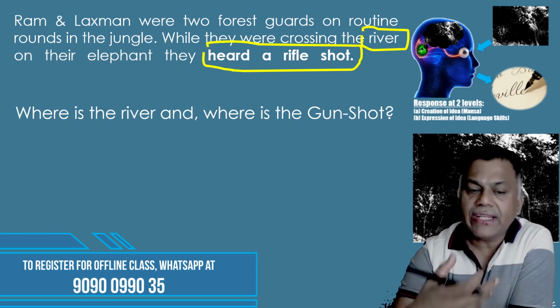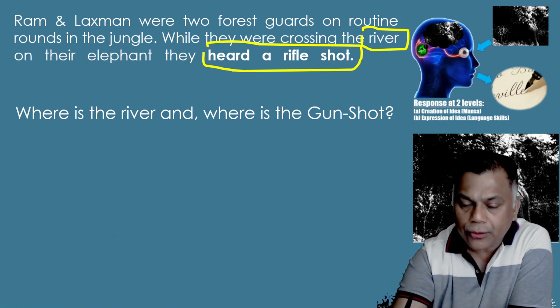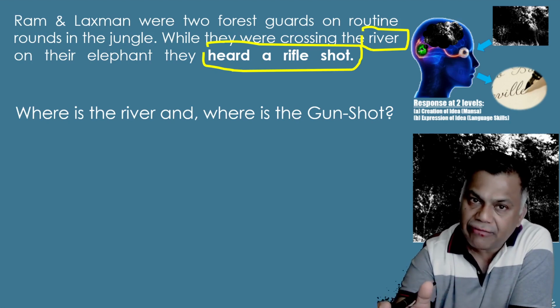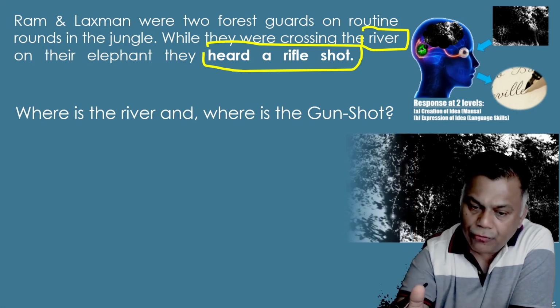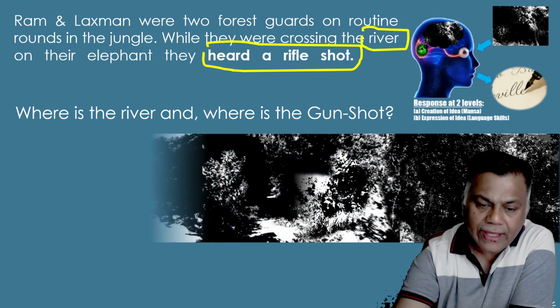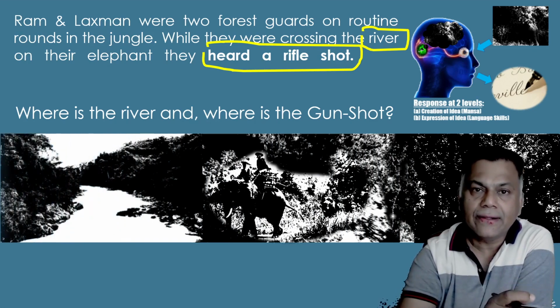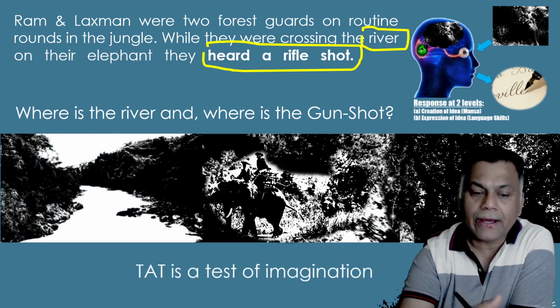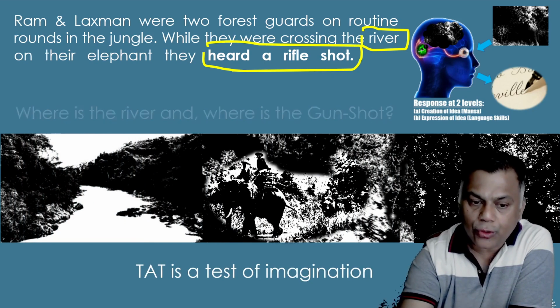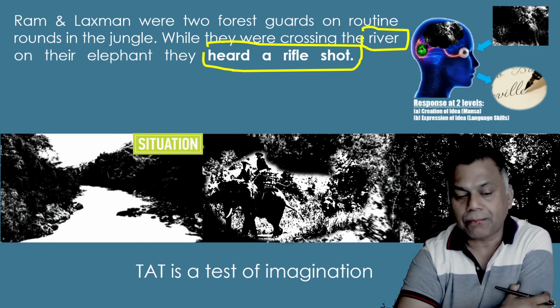So to understand where is the river and where is the gunshot coming from, let's observe this picture at the bottom and expand it to the left, because that's the direction in which the elephant is walking. So look at this. The forest is being expanded to the left and the elephant is slowly moving in that direction and it reaches the river. And while it is at the river, or about to cross the river, it hears a gunshot. That's the way it has been built up.